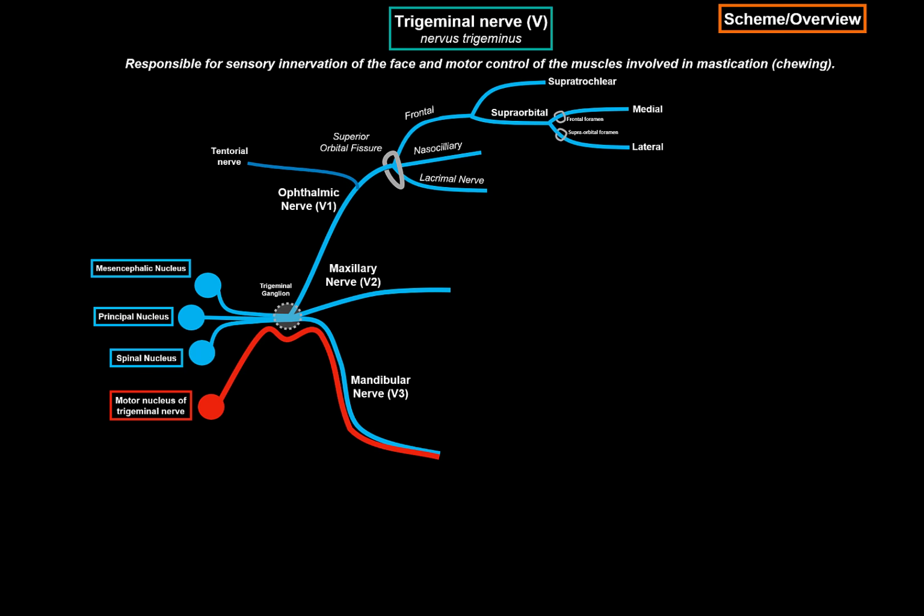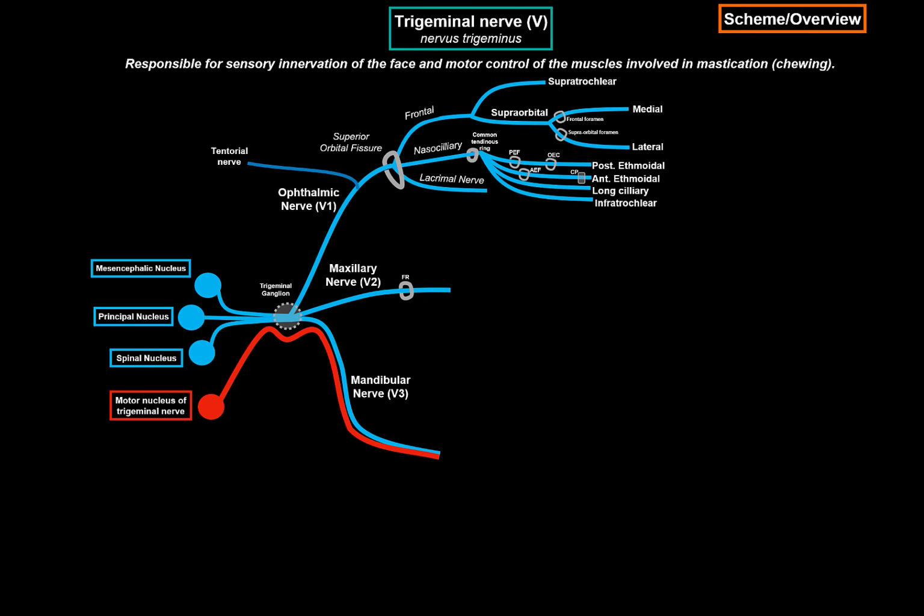The nasociliary will go through the common tendinous ring and split into the posterior ethmoidal nerves that innervate the mucosa of the ethmoidal cells and the sphenoid sinus. There's the anterior ethmoidal nerves that innervate the roof of the nasal cavity. We got the long ciliary nerves for the eyes, and the infratrochlear nerve for the upper eyelid and the conjunctiva. The last nerve is the lacrimal nerve, going towards the lacrimal gland and the upper eyelids.